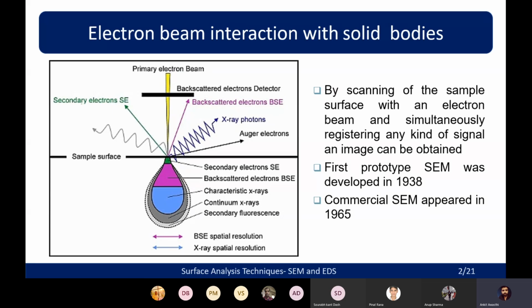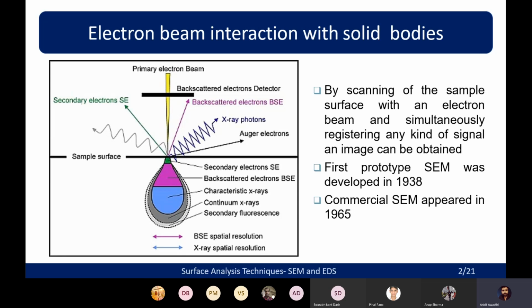The first SEM was developed in 1938, and commercially it came in 1965. From the principle, here I am trying to explain the three main phenomena which are going to happen in SEM or EDS. Here you can see when the primary electron beam hits the surface of the sample, several types of emissions happen. Some are secondary electron emission, some are backscattered electrons, some are X-ray photons. These three are the main focus of study for today.